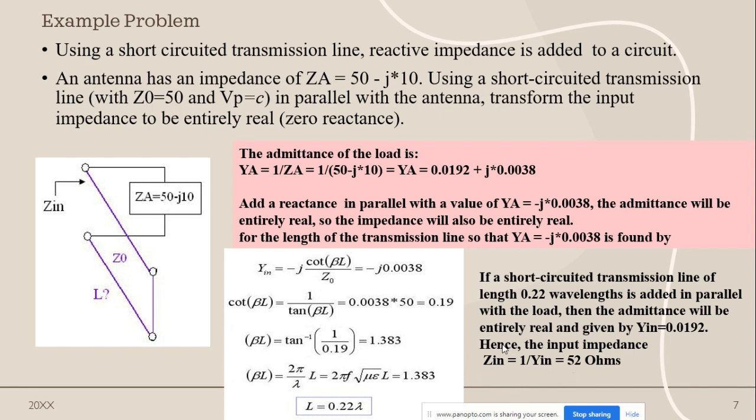So now ZA as well as Zin as well as Z0 are all of 50 ohms or close to 52 ohms, which makes the whole circuit a real circuit.